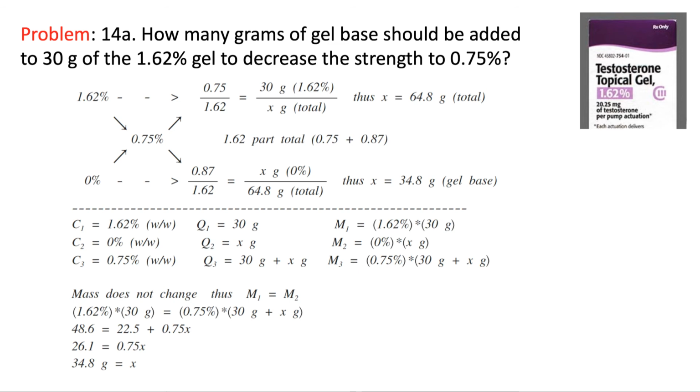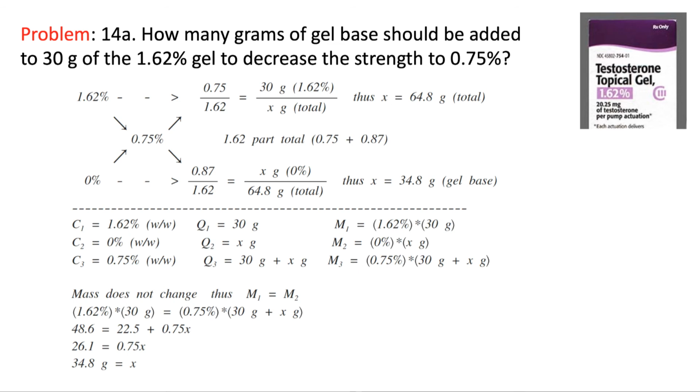Let's double check my units, percent, and grams. So let's drop those and just do the math. So 1.62 times 30 is 48.6. And I can say that's equal to 0.75 times 30, which is 22.5, plus 0.75 times x, which is 0.75x. So now I can rearrange that formula and say that 26.1 is equal to 0.75x, divide both sides by 0.75, and x equals 34.8. And remember, x represents the weight in grams of the amount of pure gel base to add.